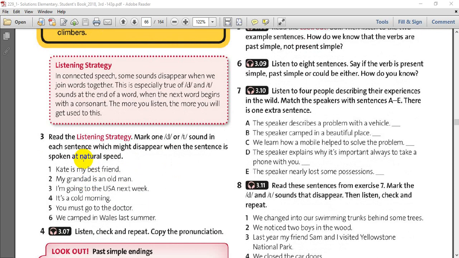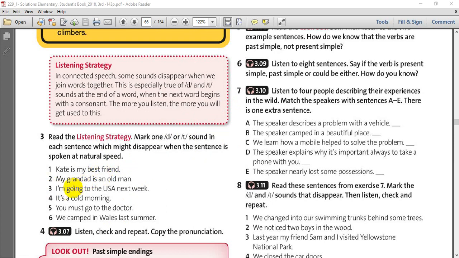Here, let's answer this question. Number 1. Kate is my best friend. Here we have T. في هذا السؤال نضع إشارة عند حرف التي أو الدي في كل الكلمات التي قد يختفي فيها الحرف في حال بدأت الكلمة التي تليها بحرف ساكن.